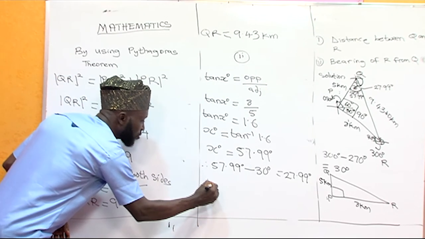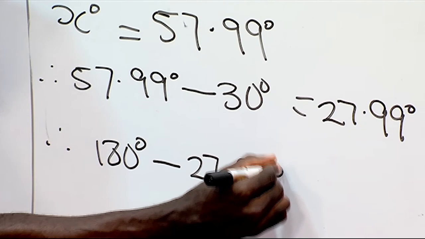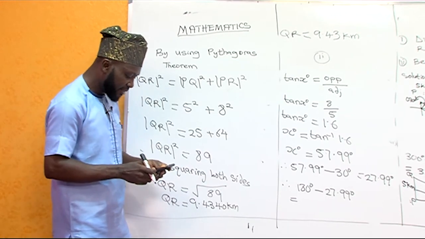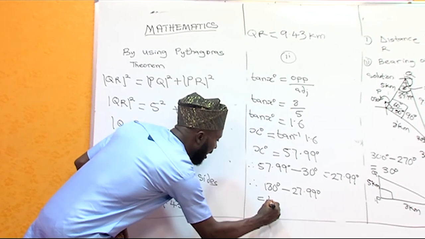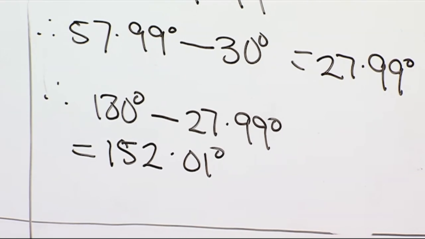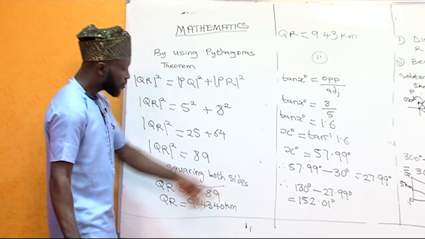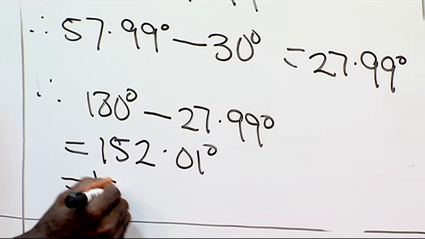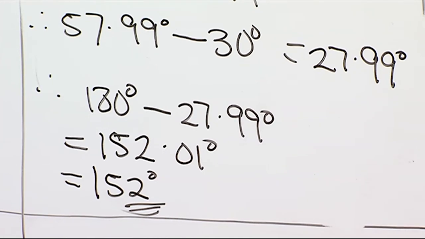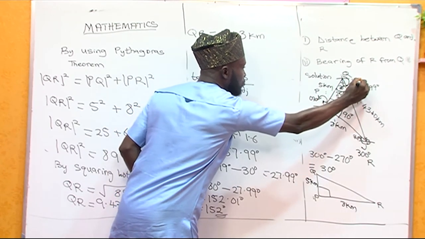So that at the end, I will have what? 180 degrees minus 27.99 degrees. And this will give me what? 180 degrees minus 27.99 degrees. This is supposed to give me 152.01 degrees. Then since we are asked to leave our answer to the nearest degree, so this is now going to be equals to 152 degrees. And that is the bearing of R from Q, which means from this place to this angle is going to give me 152 degrees.